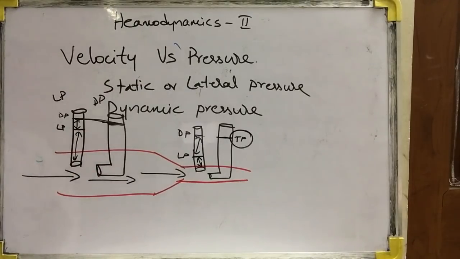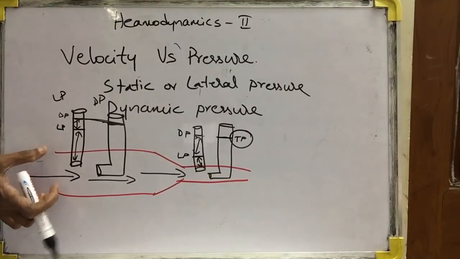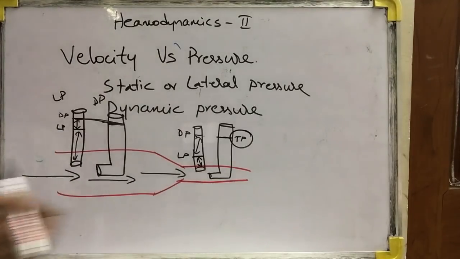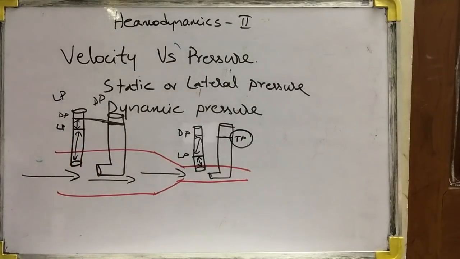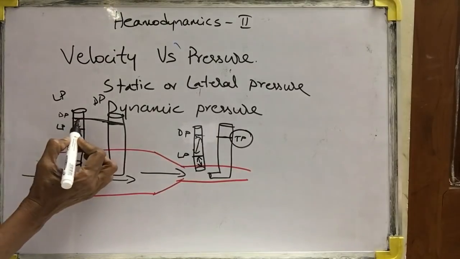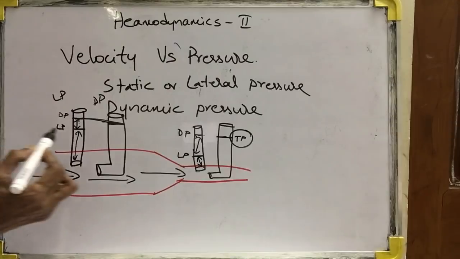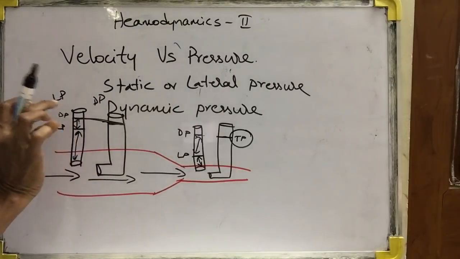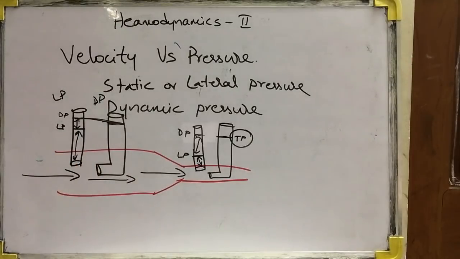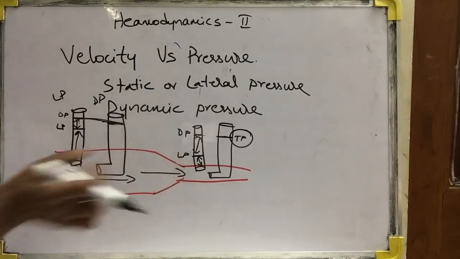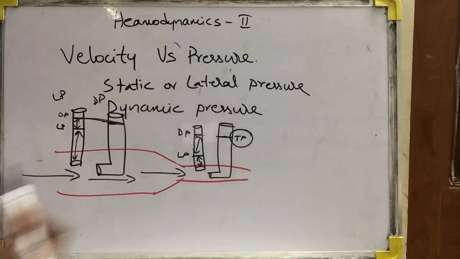Here we can see that in the wider vessel the flow is less, so the velocity of flow is less, so the kinetic energy of the flow is less. If the kinetic energy of the flow is less, then the dynamic pressure is less. Here, to compensate for the lesser dynamic pressure, the lateral pressure is increased. Whereas in the narrowed vessel, the flow is increasing.